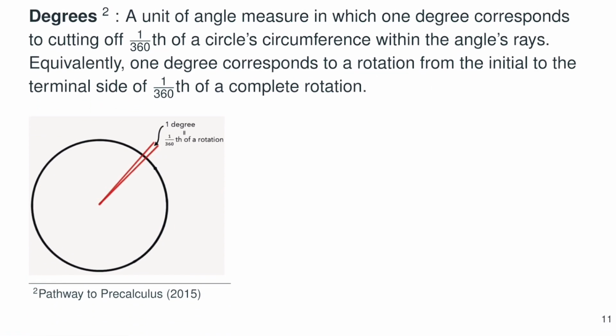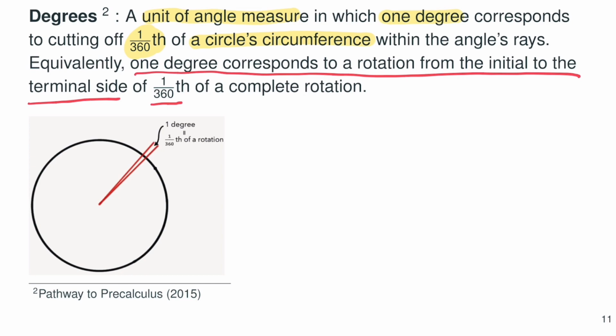Degree is also just a unit measure of angle in which 1 degree corresponds to cutting off 1 over 360 of a circle circumference within the angle's range. Equivalently, 1 degree corresponds to rotation from initial to the terminal side of 1 over 360 of a complete rotation.